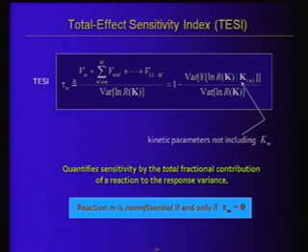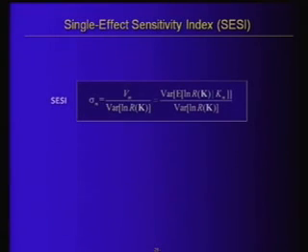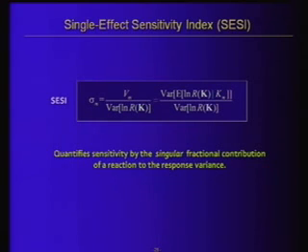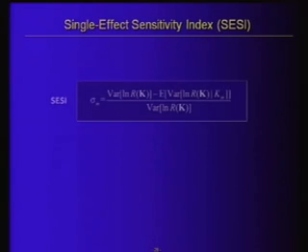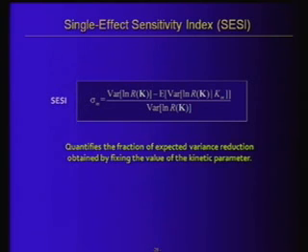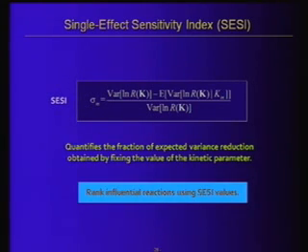The next index is to take the singular contribution of the nth reaction and divide it by the total. Again, it can be written by a formula like this that I can use for Monte Carlo simulations. This is called the single effect sensitivity index. I can use this to quantify sensitivity by the singular fractional contribution of the reaction to the response variance. And I can rank influential reactions using the Cesi values. The larger the Cesi value for a reaction is, the more influential the reaction will be.